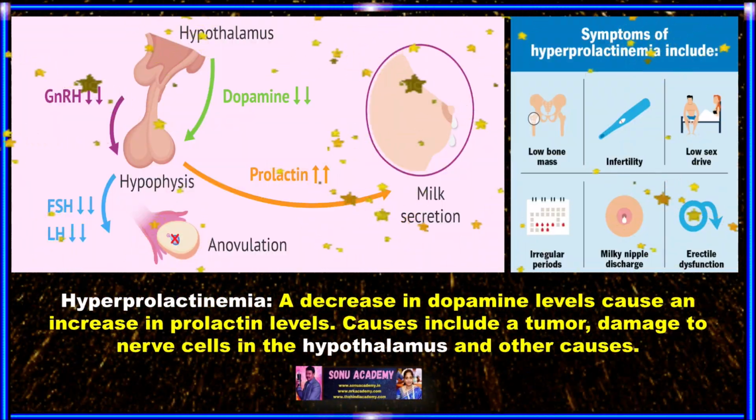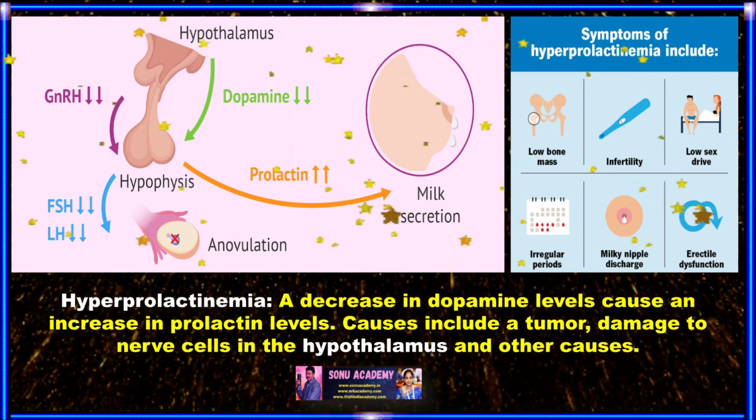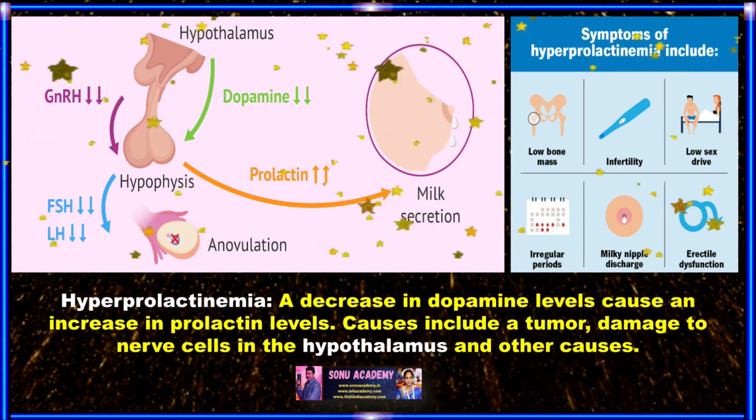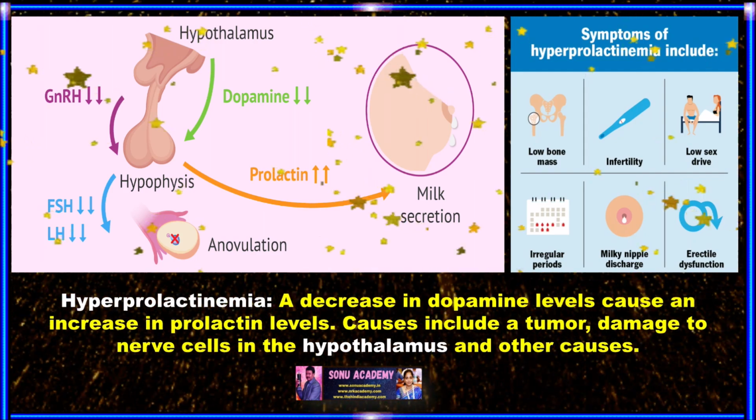Next one is hyperprolactinemia, a disease in which dopamine levels cause an increase in prolactin levels. Causes include a tumor, damage to nerve cells in the hypothalamus, and other causes.